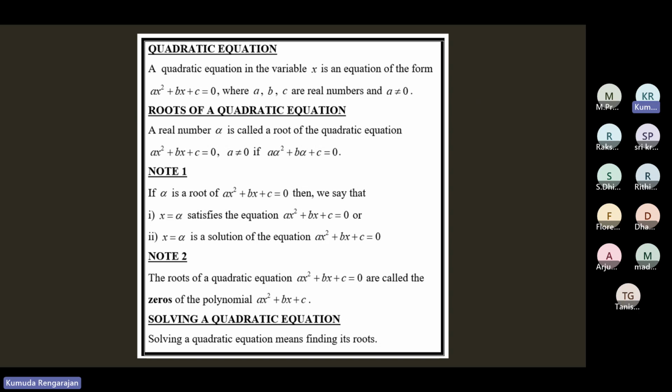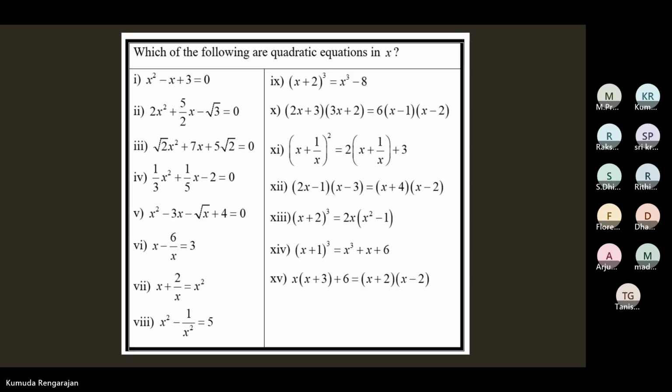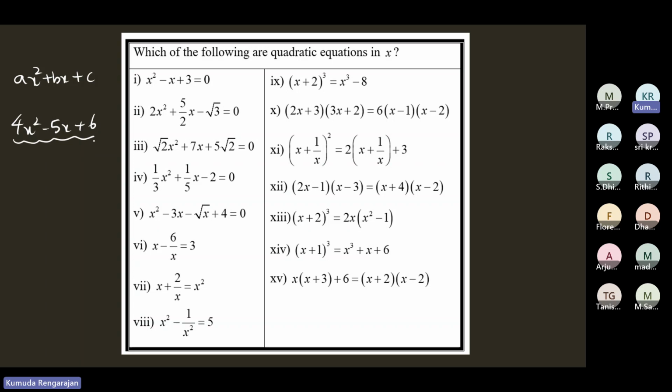So this is the fourth chapter in the NCERT Maths textbook, quadratic equations. We know that ax squared plus bx plus c is the standard form of a quadratic polynomial in one variable x. For example, 4x squared minus 5x plus 6 is an example of a quadratic polynomial in one variable x.